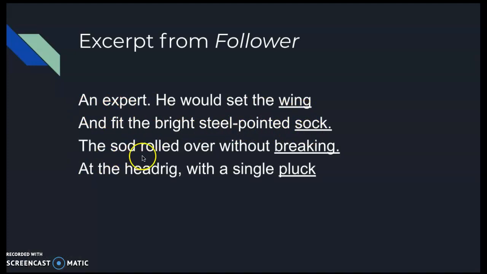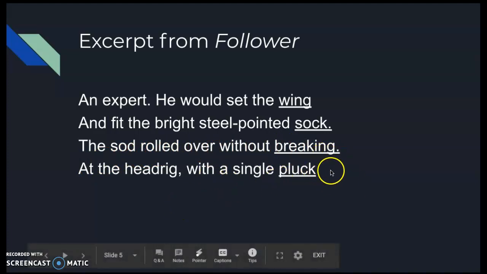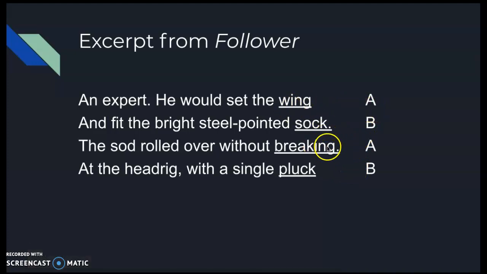sock. The sod rolled over without breaking, and the head rig with a single pluck. So we've got some rhyme here. Wing and breaking rhyme. Sock and pluck are actually what we call a slant rhyme. So they kind of, sort of, almost rhyme. But the main repetition is that we have the first and the third line rhyming.